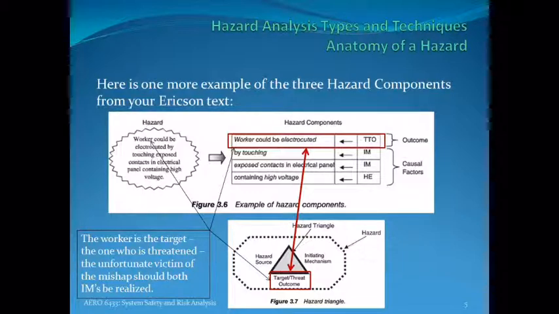Identifying the hazard is good. It's important. Generally, it's the most difficult thing. But we cannot stop there. How can we use the anatomy of a hazard to mitigate the risk of losing our worker?